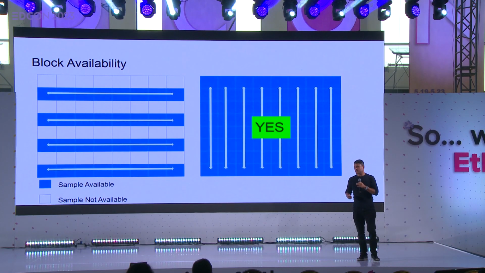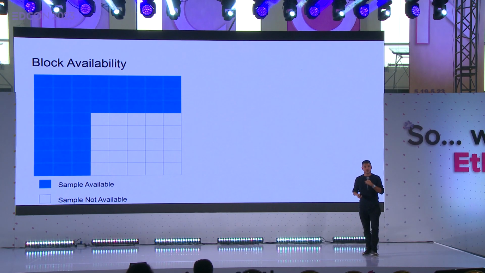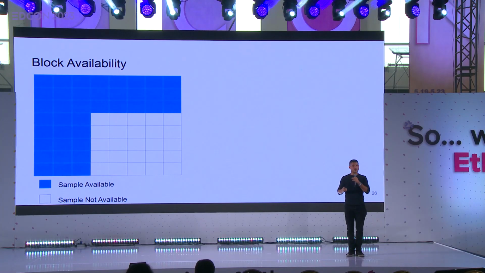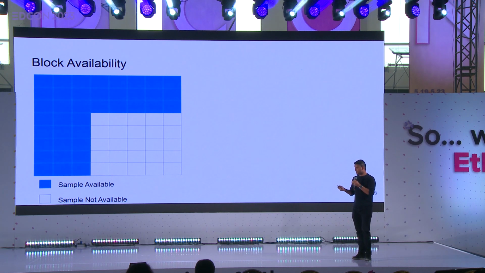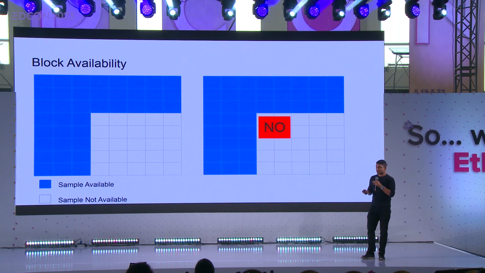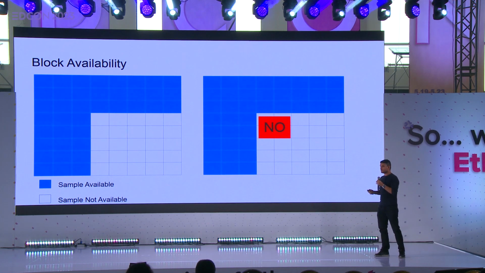But now let's look at an example that is not possible to reconstruct. Here you have 3 rows that are entirely correct, 3 columns that are entirely correct, and the rest of the data has disappeared over the network. In this case, you cannot reconstruct any other row or any other column, and then you have lost too much data, and then basically here you can say that the block is not available. Okay? So in this case, we don't want validators to attest for this block.